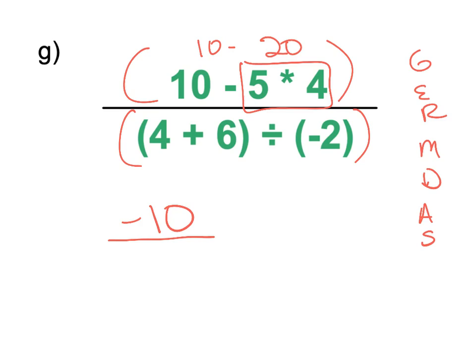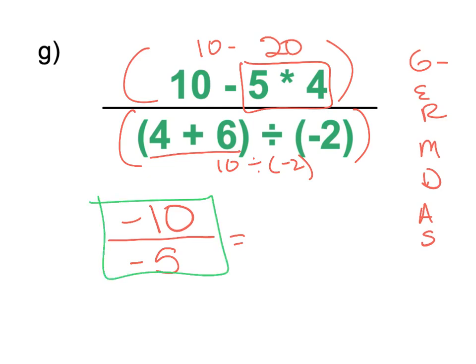Now we're done with the top. So now let's do the bottom grouping symbols. Grouping symbols there, yep. 4 plus 6, that gives me 10. Divided by a negative 2, no exponents or radicals, that's multiplication, division. 10 divided by a negative 2, that gives me a negative 5. Then we can do our final problem. Negative 10 divided by a negative 5. A negative divided by a negative is a positive. 10 divided by 5 gives me 2.